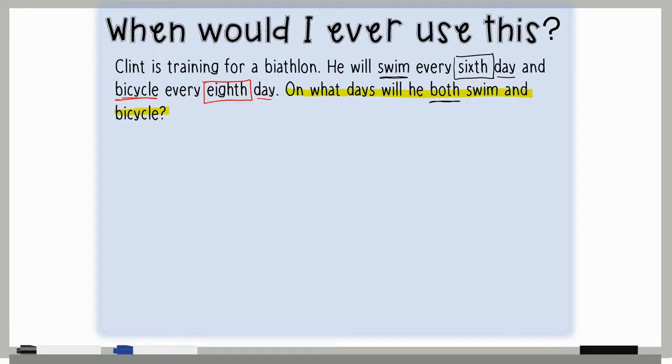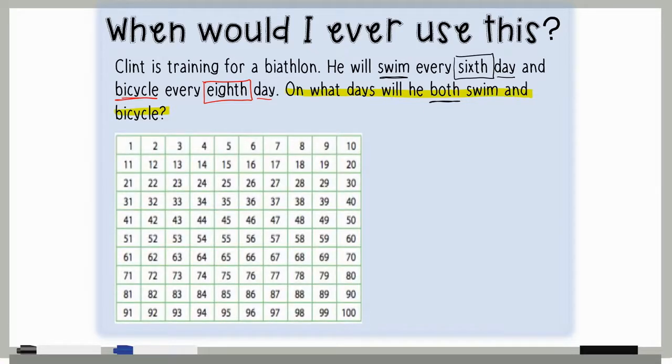Okay, so what that means is if I were to pull up a number chart here, now it's not saying that he's only training for a month. It's just saying on what days will he do both. So we're just going to look at the first 100 days of his training, because if you're going to do a biathlon, you're going to train for more than a month.